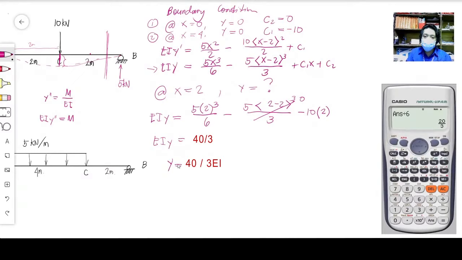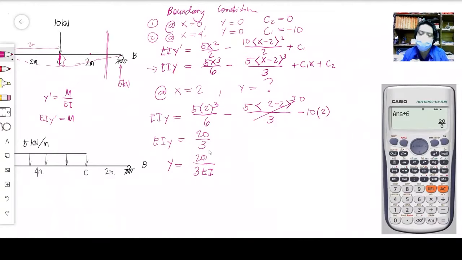Okay? We are not giving a value for EI, but take note, EI is just constant. So that's the value for the deflection at the midspan. Okay? So that's how you solve for the deflection.